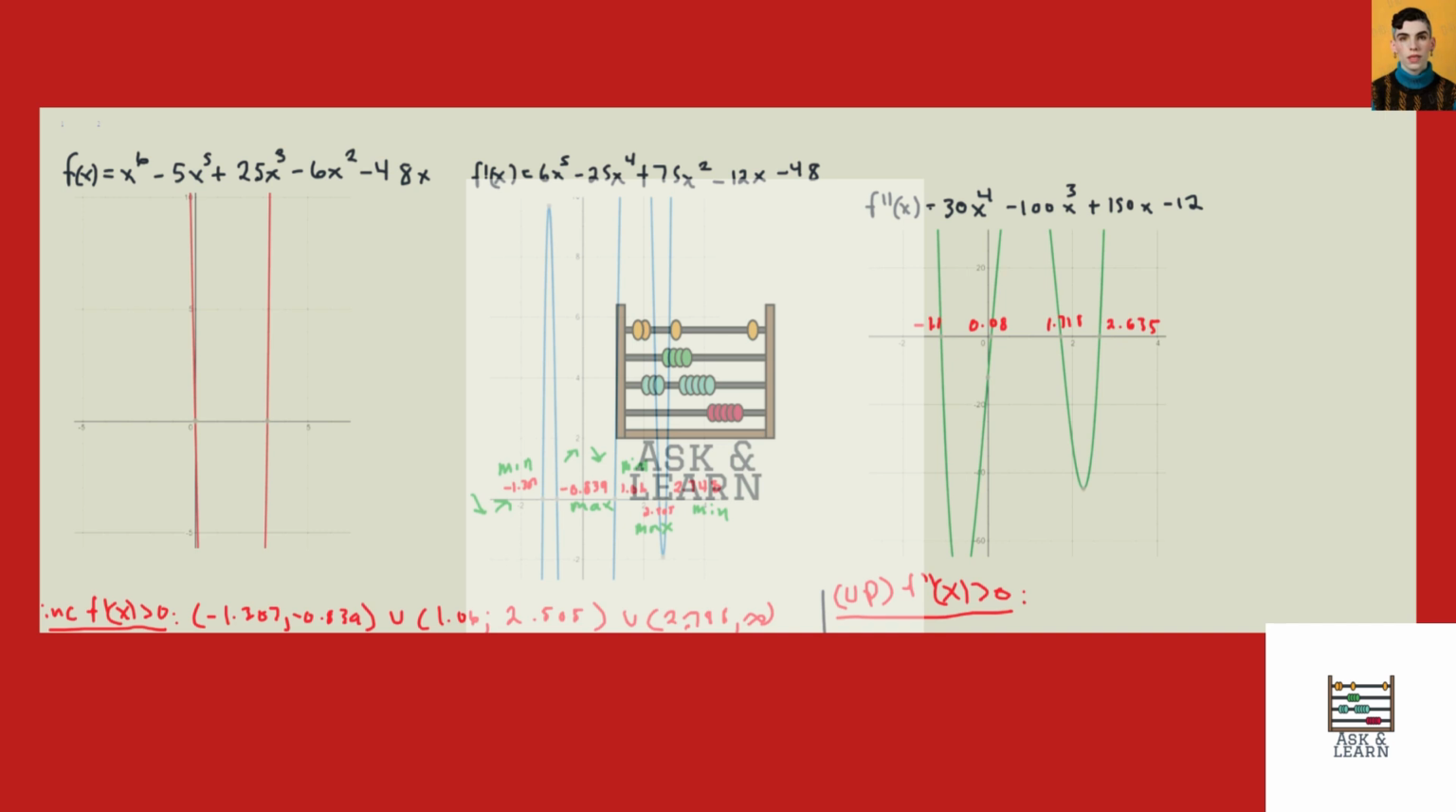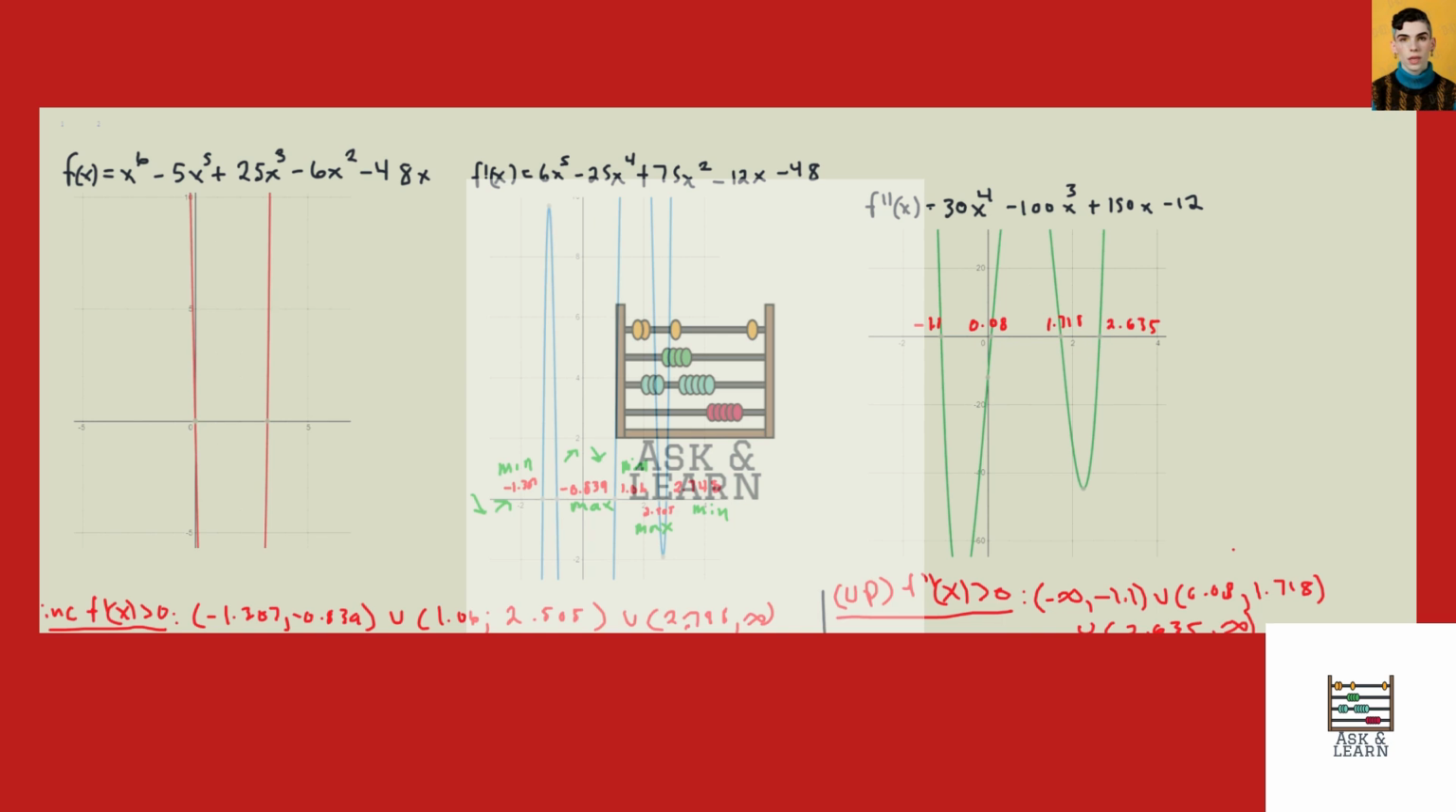So to the left of negative 1.1, it is positive. So it's negative infinity to negative 1.1, union 0.08 to 1.718, and I'll go ahead and just put this underneath, union 2.635 to infinity.